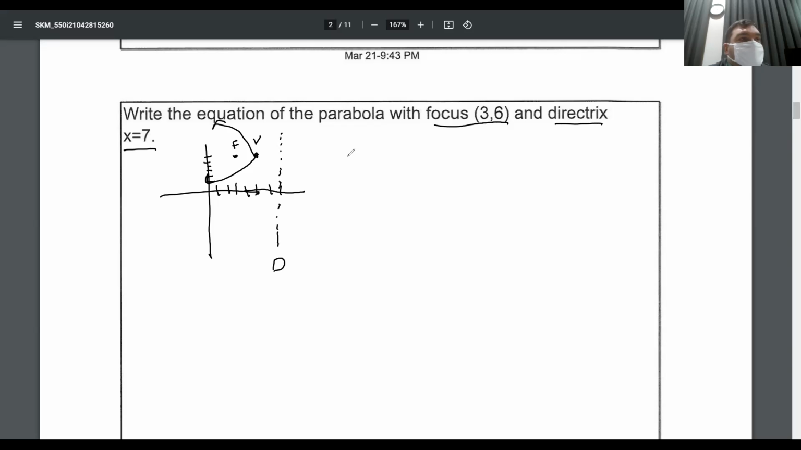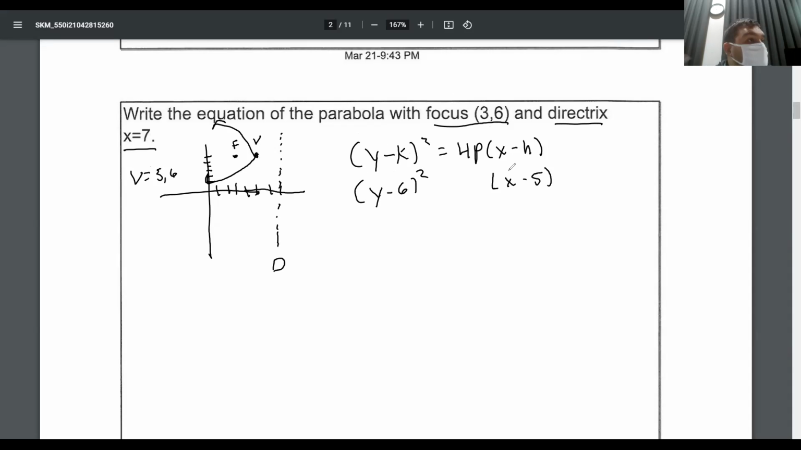Well, I'm going to write the equation and I'll write the numbers, okay? So the equation for the horizontal one is different from the vertical one. The equation is y minus k squared. Good, x minus h, not squared. All right. So we kind of figured out the vertex because it has to be in the middle, which is going to be 5, 6. So I can plug in a 6 there, y minus 6 squared, and x minus 5 here.